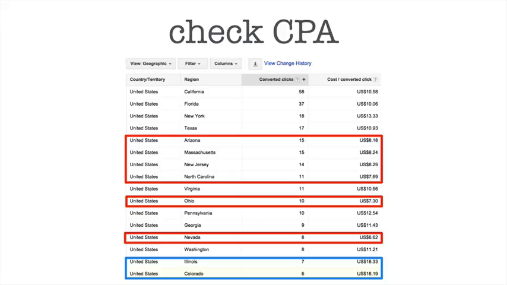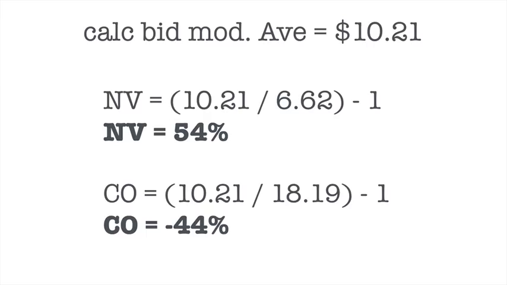I've come into dimensions and I've got this data. And I'm going to focus, for the sake of argument, on Colorado right at the bottom of the screen. That was one of the bad ones in the blue box, the $18.19 CPA. And Nevada, a couple of lines up from there, one of the good ones at $6.62. So what bid mods would I apply to these locations?